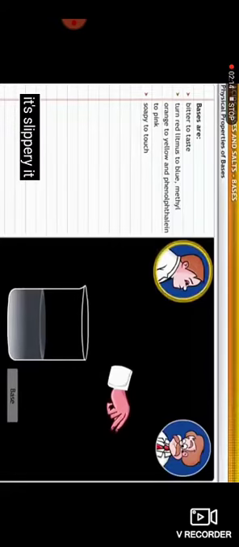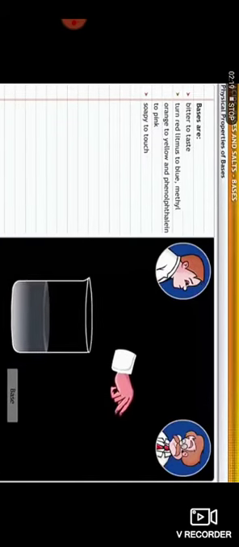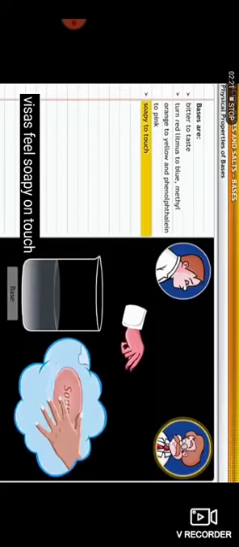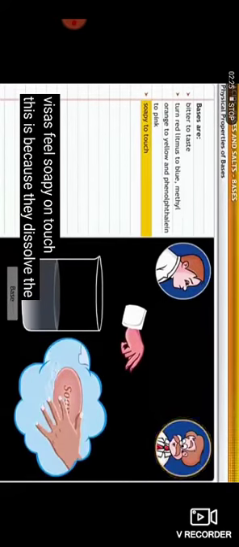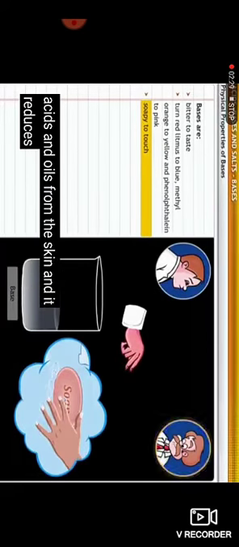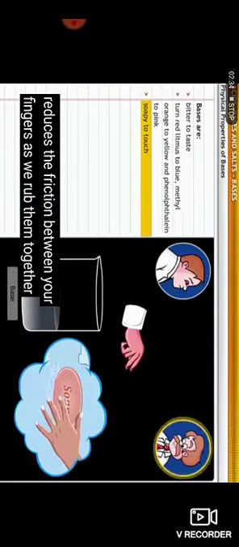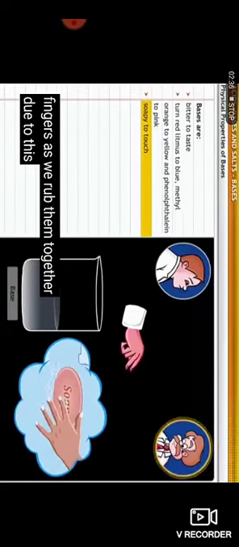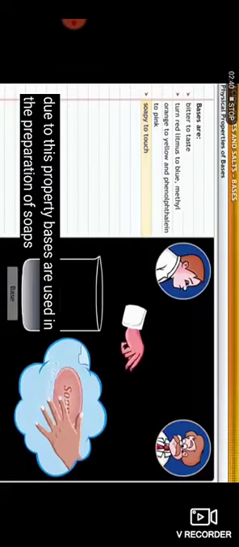It's slippery. It feels like soap. Bases feel soapy on touch. This is because they dissolve the fatty acids and oils from the skin, and it reduces the friction between your fingers as we rub them together. Due to this property, bases are used in the preparation of soaps.